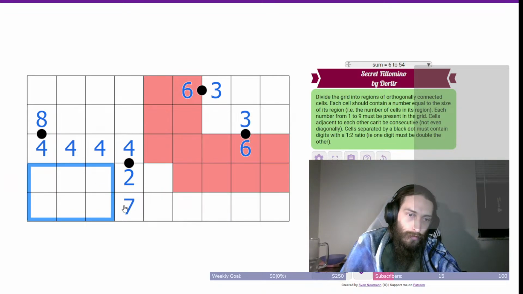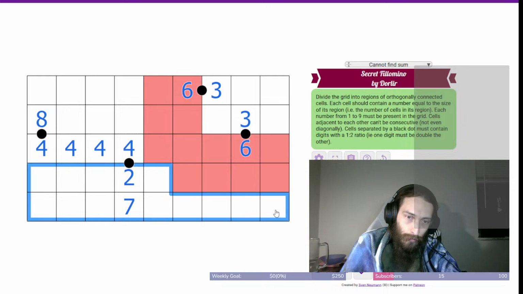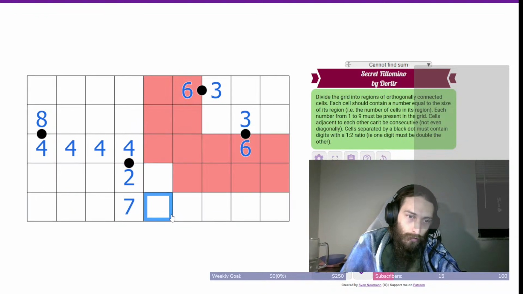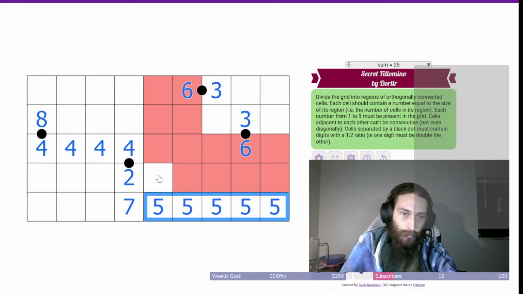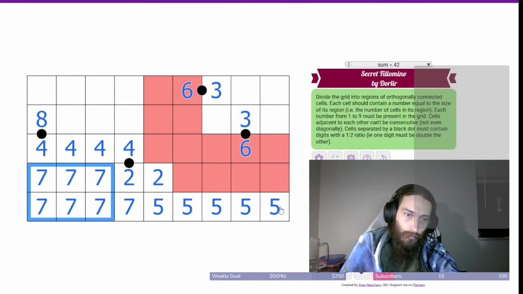Six, 7, 8, 9, 10, 11, 12, 13, 14. 1, 2, 3, 4, 5. 1, 2, 3, 4, 5, 6, 7, 1, 2. Oh, and the 5 can't go over in this region because of the 4. So then it only fits in those 3. So 5, 2, 7.